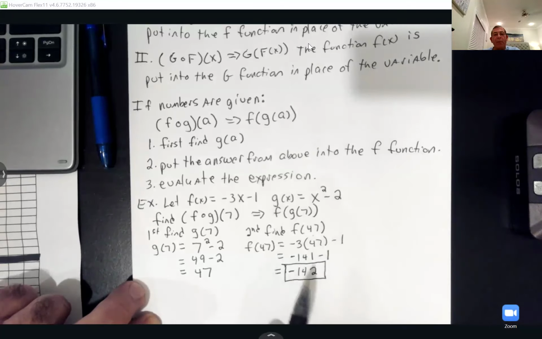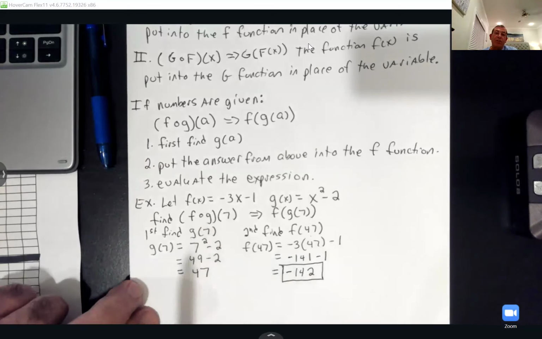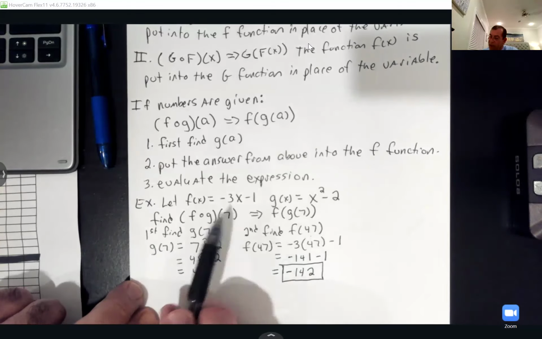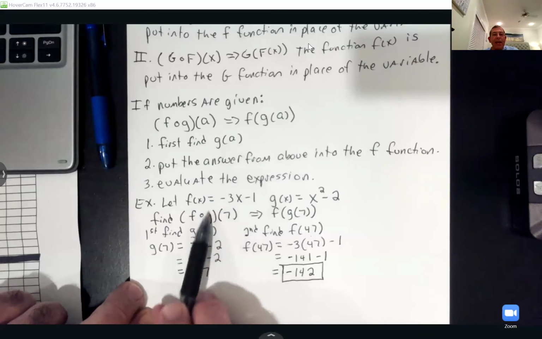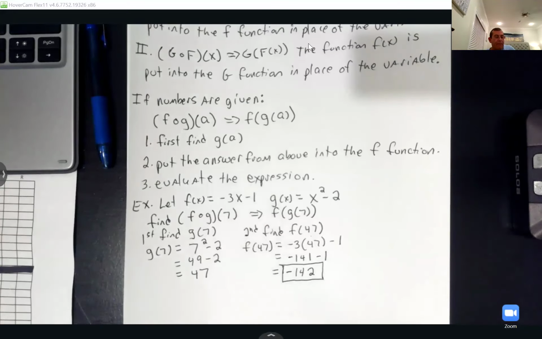This is the answer that we want to put in MATLAB. Okay? So remember, compositions are 2 steps. 7 into the g, then that answer into the f. All right, y'all. Y'all got a question on that one?